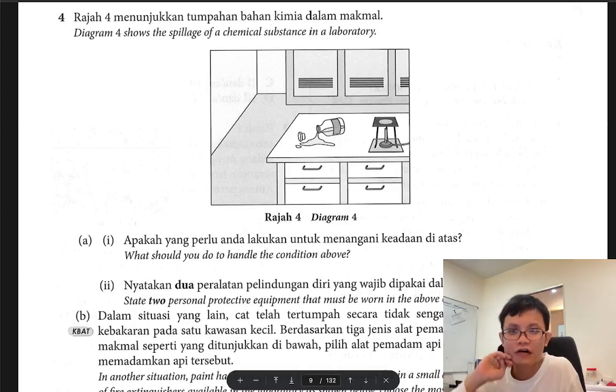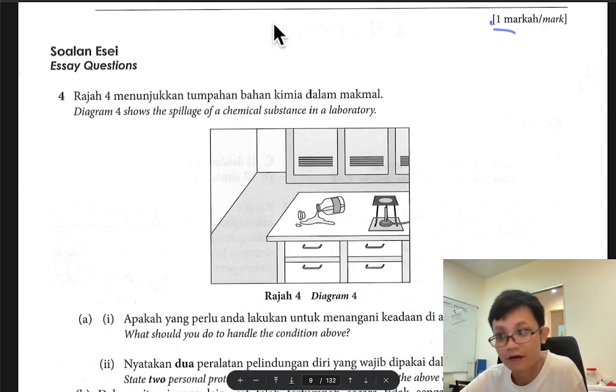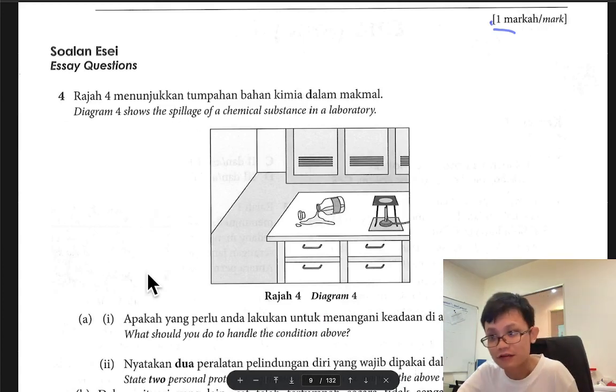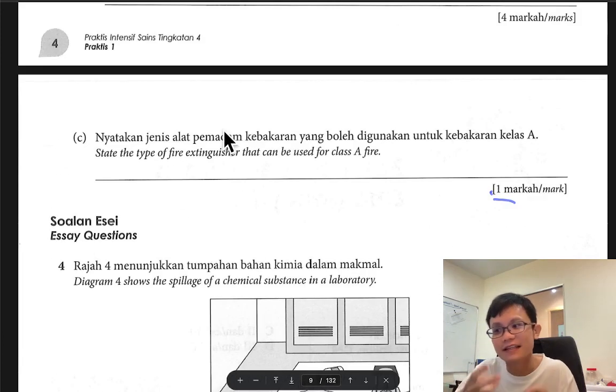Hello students, so again we are back on the revision for chapter 1. Today we are going to finish our chapter 1 revision, and of course part 2 we have is divided into two types, paper 1 and paper 2.